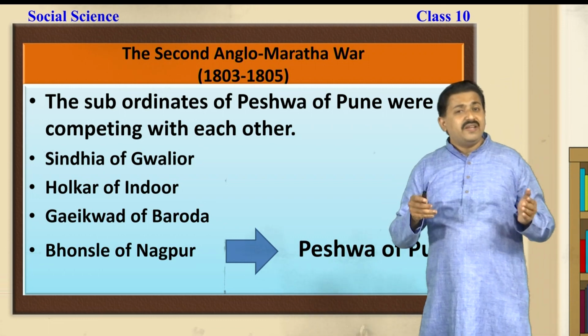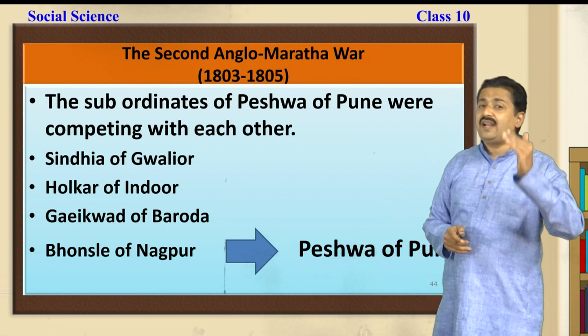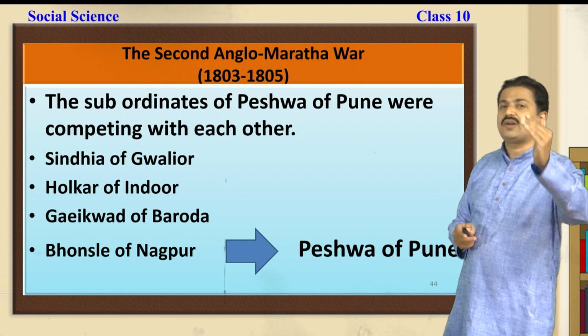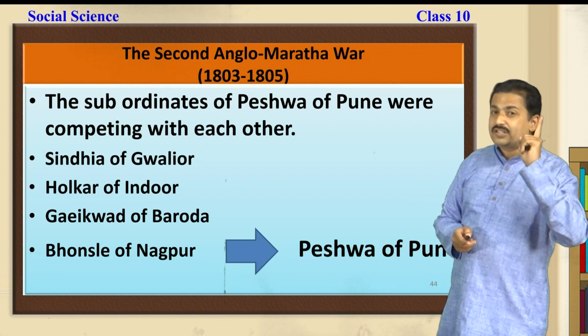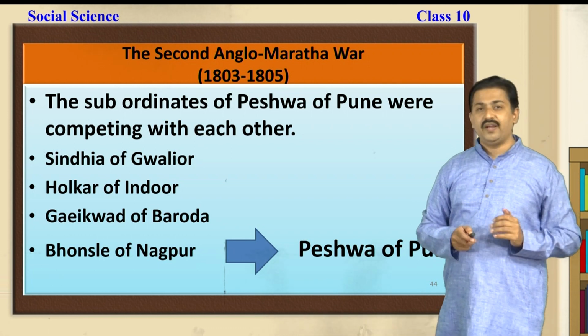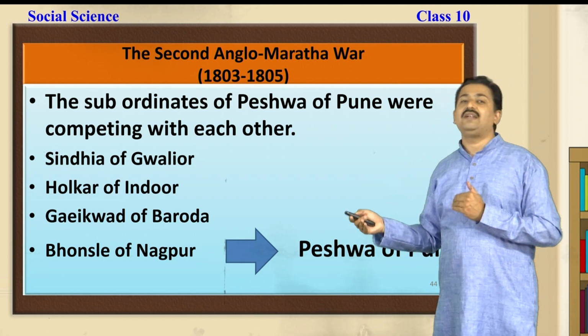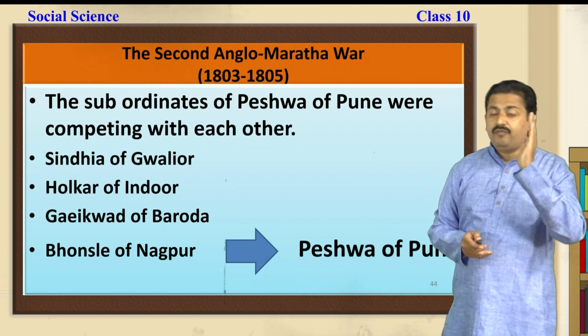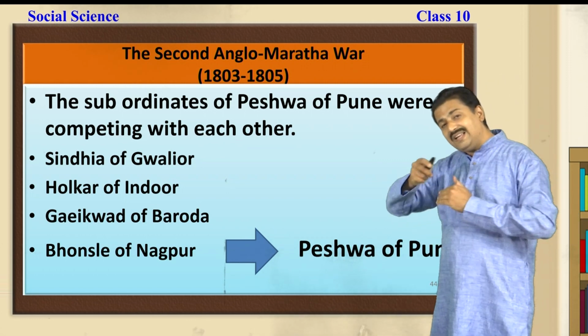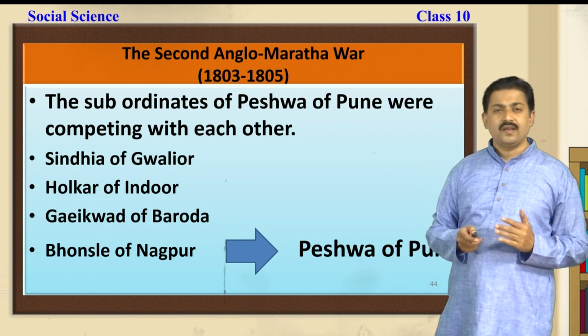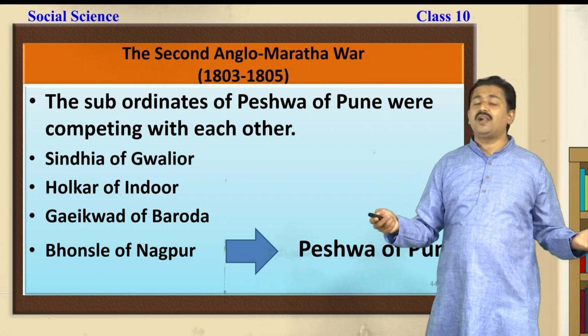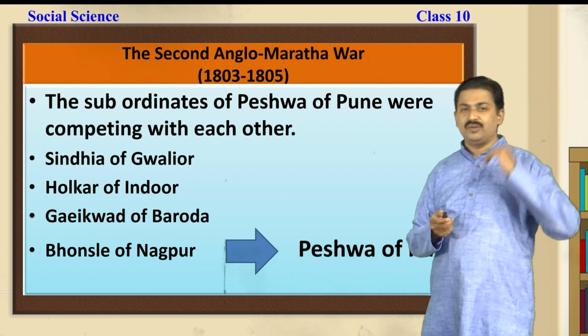After a gap of nearly 15 years, the second Anglo-Maratha war started. Recall, the first Anglo-Maratha war started in the year 1775 and ended in the year 1782. After about 15 years, in the year 1803, the second Anglo-Maratha war began. Why did the second Anglo-Maratha war begin? Let me tell you this.